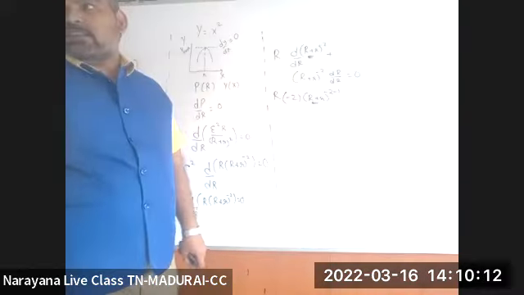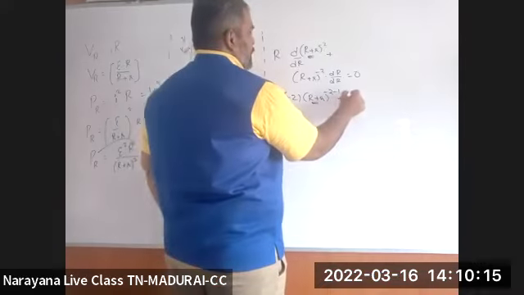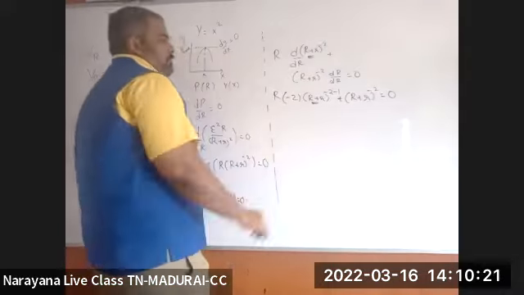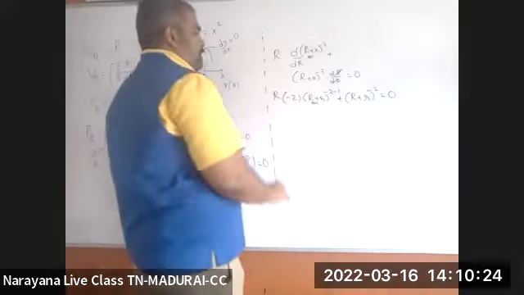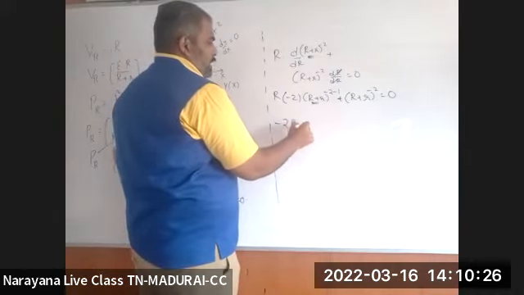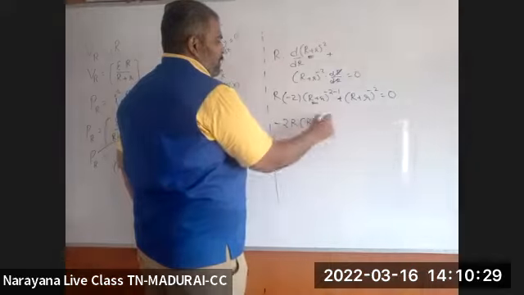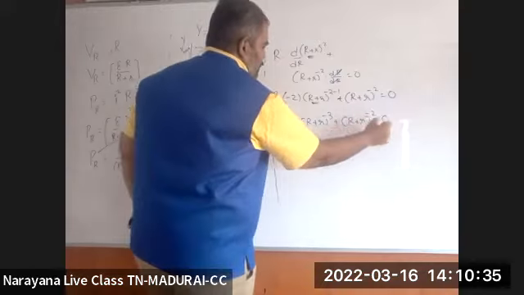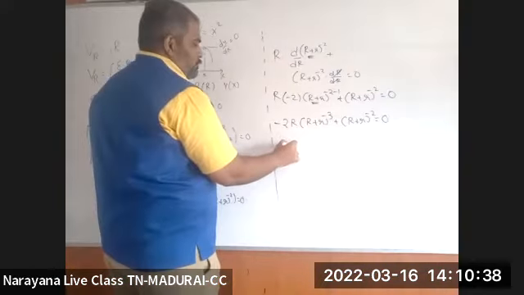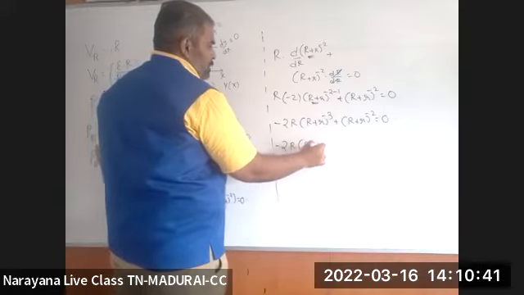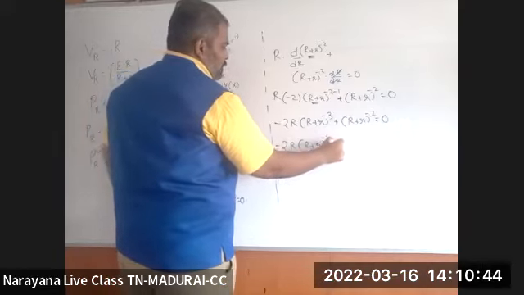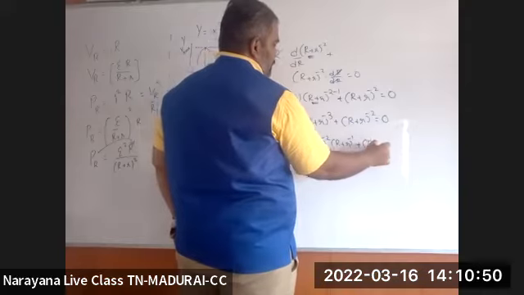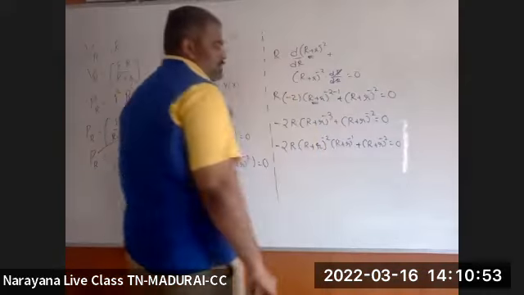And what will the internal resistance differentiation be? 0, so (R plus r) whole power minus 2 equals 0, because dr is getting cancelled out. So minus 2 into R into (R plus r) whole power minus 3, plus (R plus r) whole power minus 2 equal to 0. So minus 2R into (R plus r) whole power minus 3, plus (R plus r) whole power minus 2 equal to 0.